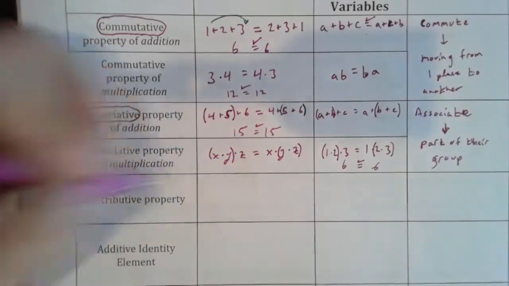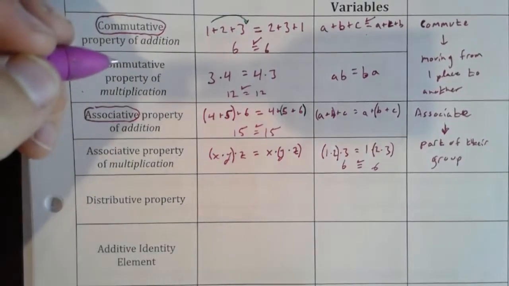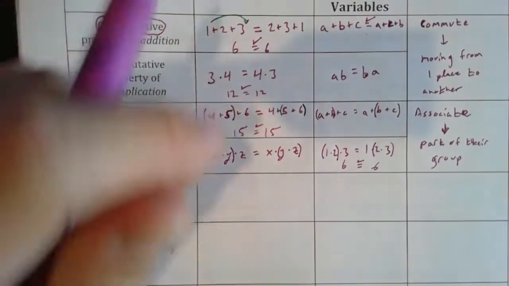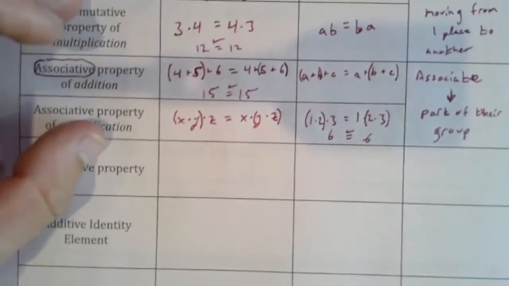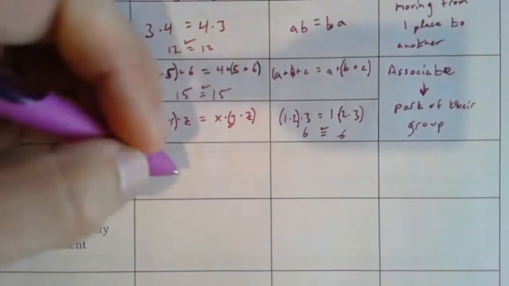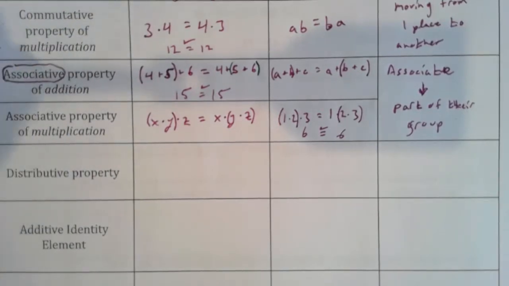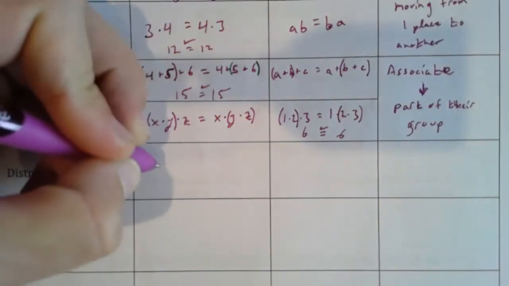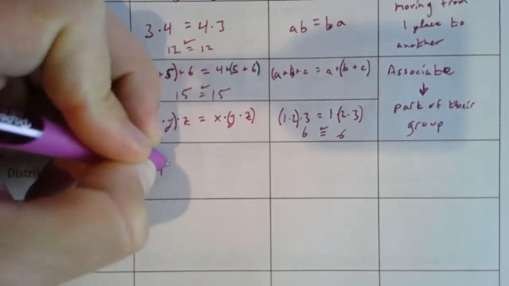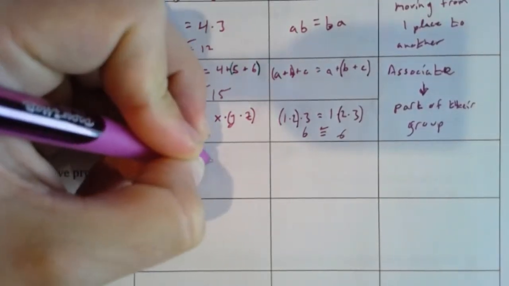Distributive property. A lot of people have seen this already. Distributive property, and if you're not familiar with it, that's fine. We're looking at it right now. For the distributive property, let's say I've got something like 4 times 3x plus 2.